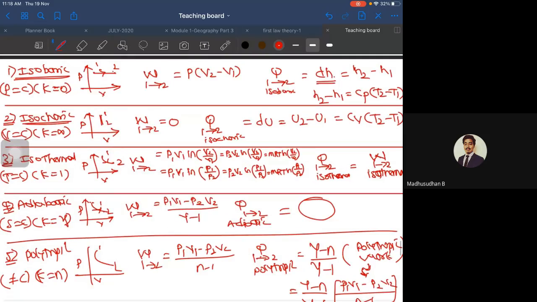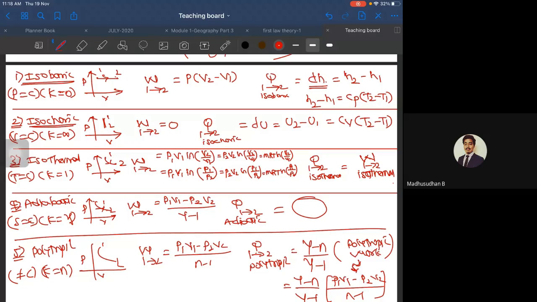Okay, now isobaric process. How do I calculate the heat flow for an isobaric process? Come on, guys. It is given by the change in enthalpy. Very good. So now, how do I calculate the heat flow for an isochoric process? It is given by the change in internal energy. Very good.